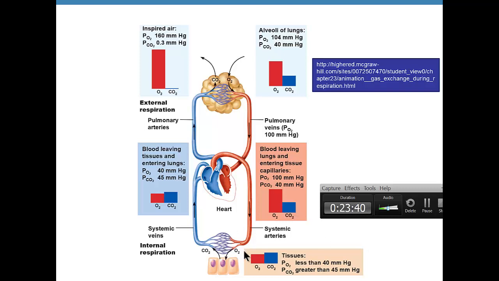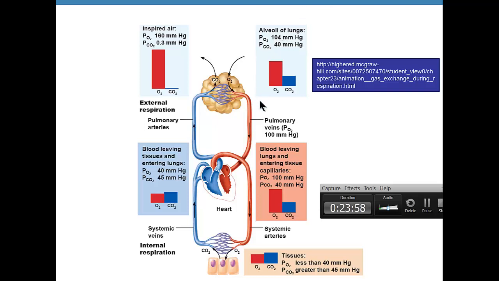Now, if we look at diffusion of oxygen, so oxygen diffuses to the alveoli. As it leaves the pulmonary veins going back to the heart, we lose a little oxygen because the cells of the alveoli, do they need oxygen to do their job, those simple squamous cells? Yeah. So we lose a little bit.